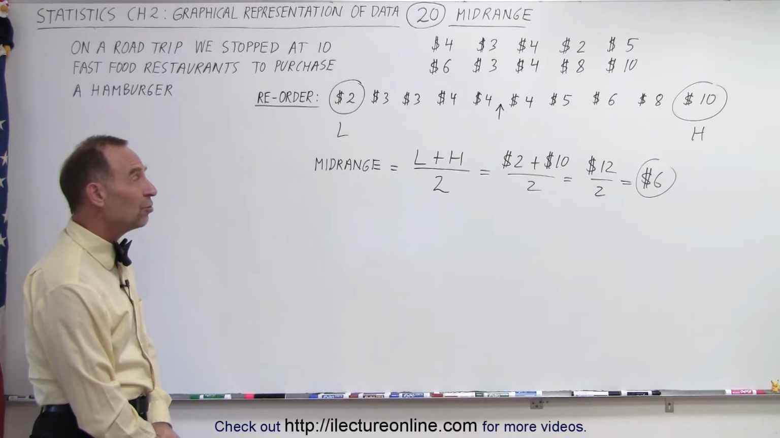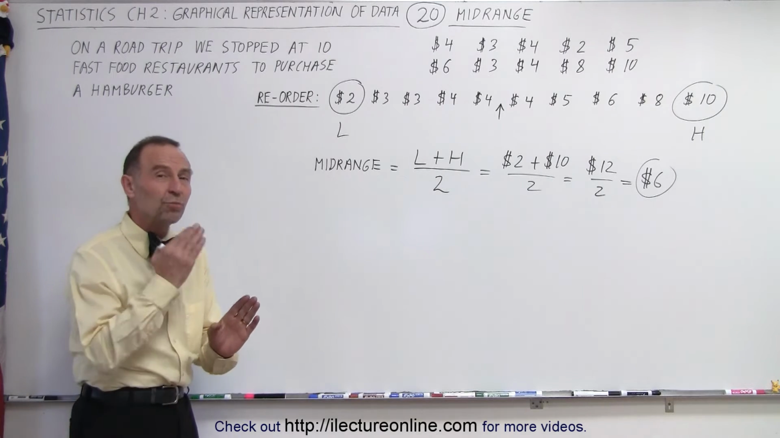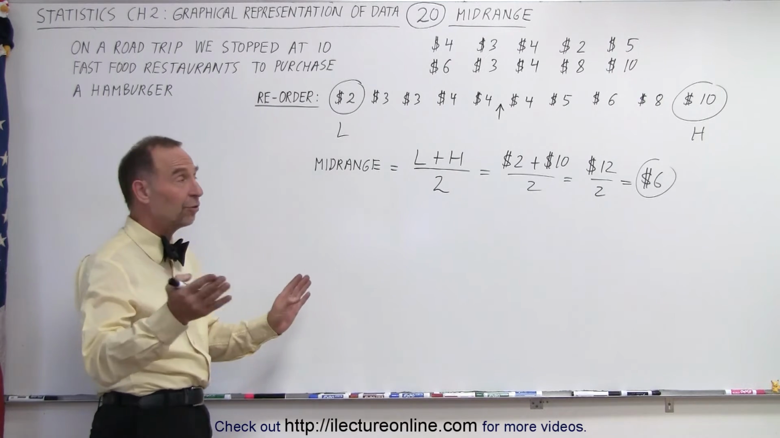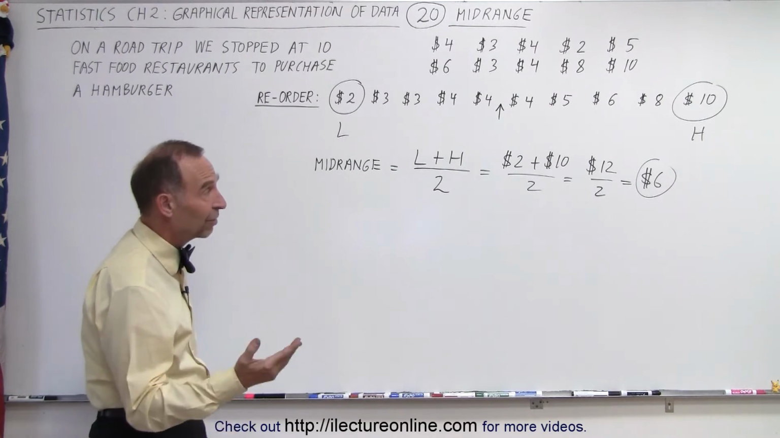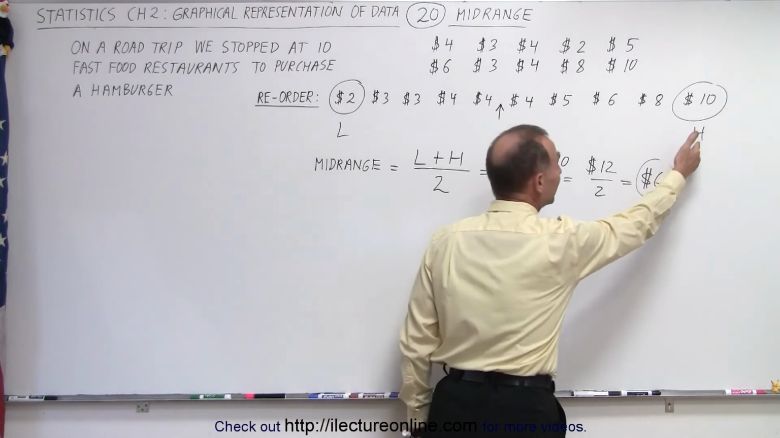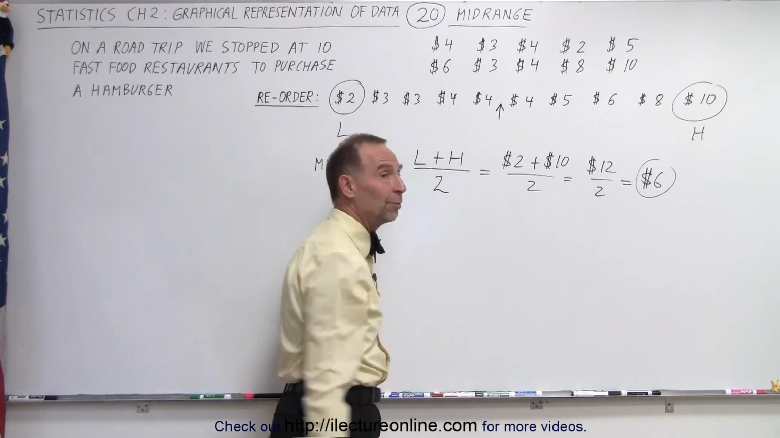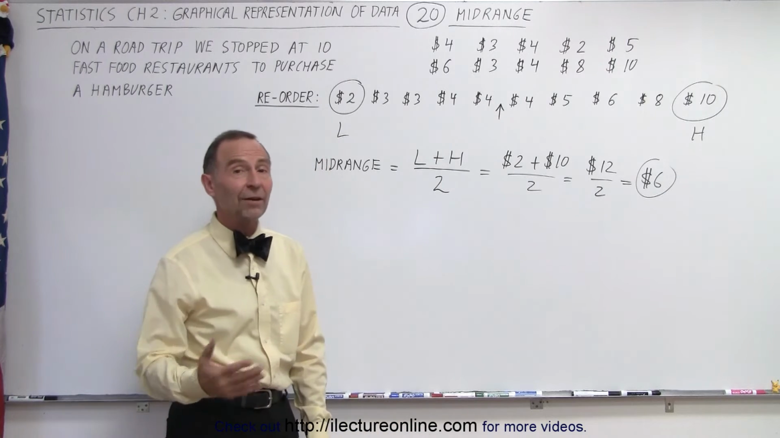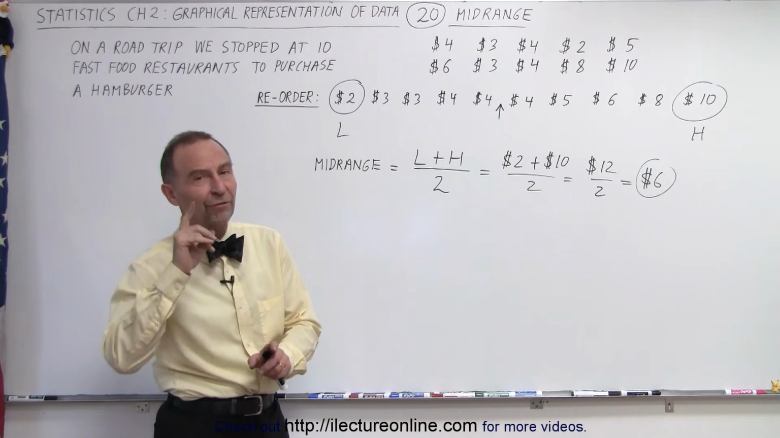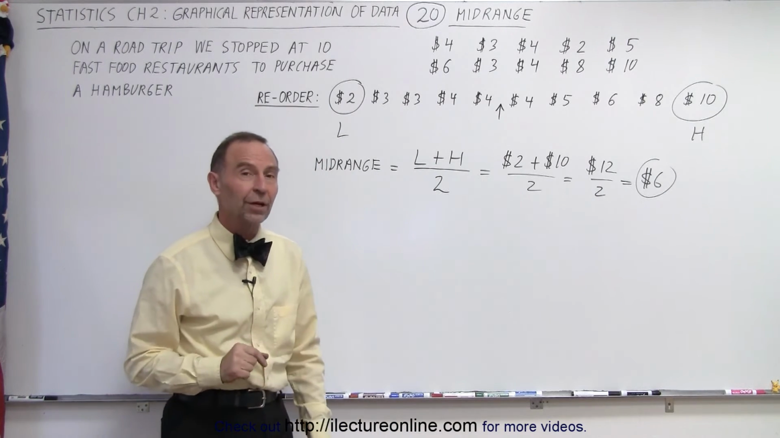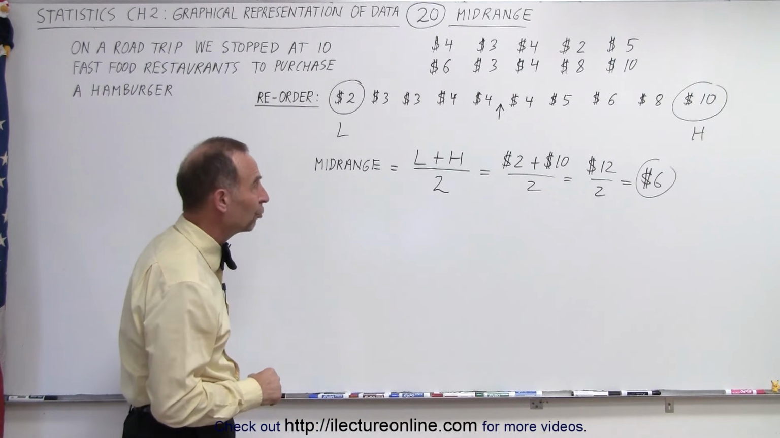But the mid-range gives a lot of weight to the small value and a lot of weight to the large value, ignores everything in between. And let's say, for example, that the high value was 20. Well, then your mid-range would be $11, which means $11 would be more than all but the very most expensive burger that you did find on your road trip.